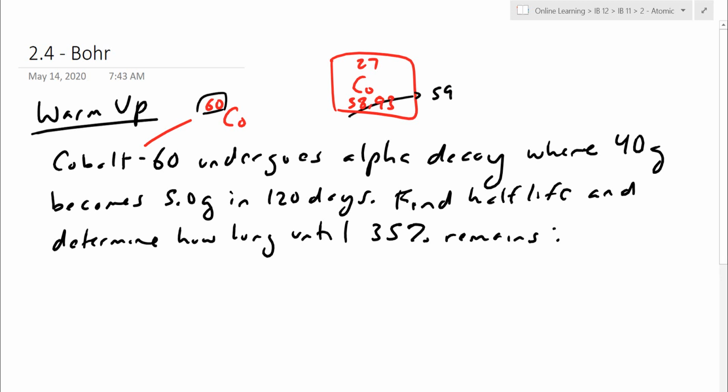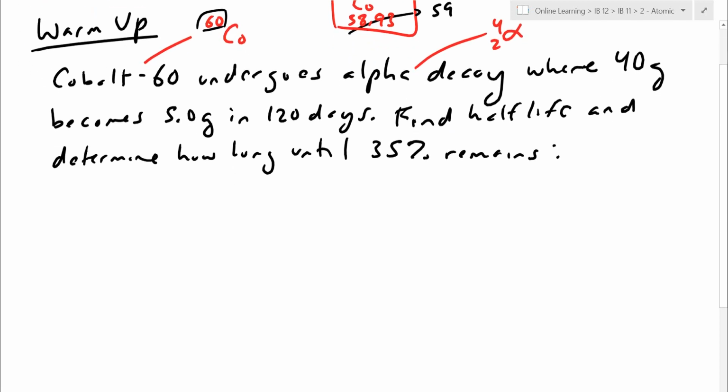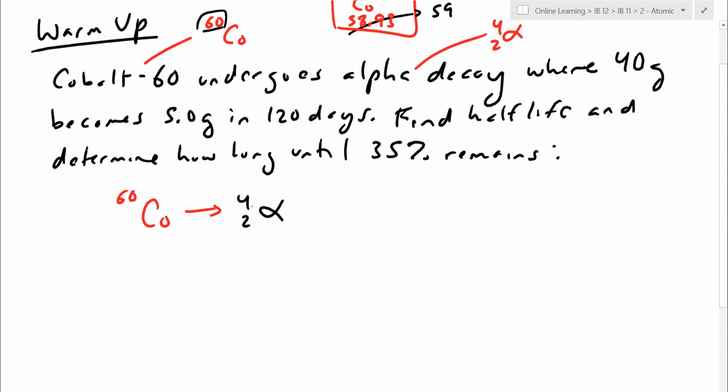So it's cobalt-60. It undergoes alpha decay. We know an alpha decay is an alpha 2,4, where 40 grams becomes 5 grams. That's giving you some numbers to it. They didn't ask you for the nuclear equation, but let's just do it for practice. So they wanted you to do it for the cobalt-60, not the most stable isotope based on the periodic table. The alpha decay here is going to be a 2,4.